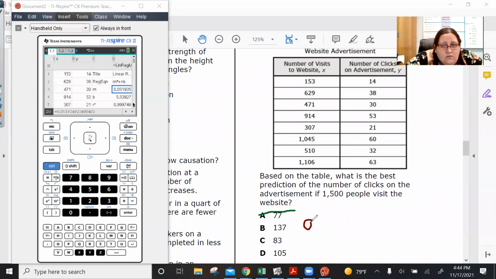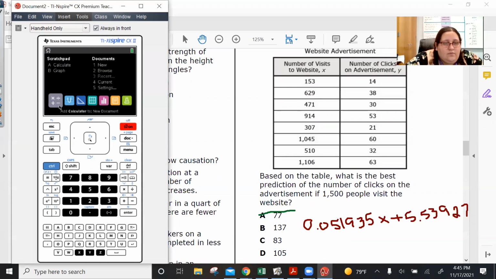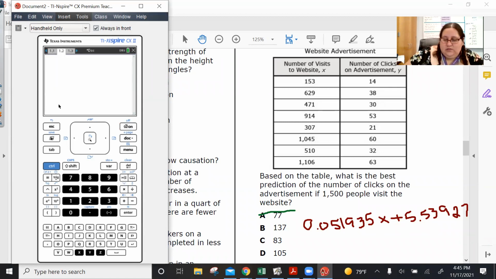So that's 0.051935 X plus 5.5397. So if you ever round and you get numbers that are both equally apart, just type it in again using more decimals.